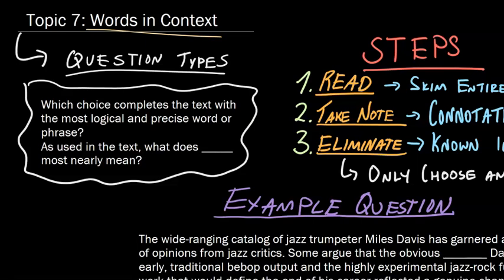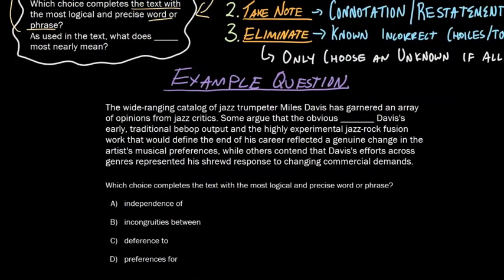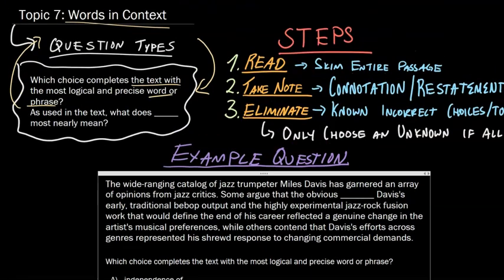So there are multiple questions that you could be asked relating to words in context. And if you don't know, there are only a couple of questions that the College Board can ask you in general in the English section, and these are the ones that relate to words in context. So here we have: which choice completes the text with the most logical and precise word or phrase. Okay, and here we're focusing on words. Now, sometimes they'll give you a couple of words that really make sense, but there's going to be a main word. So here, for example, incongruities or deferences or preferences or independence, etc.